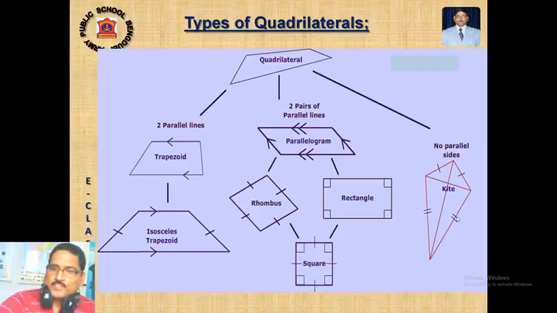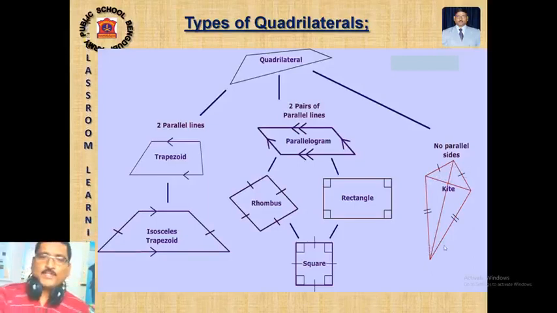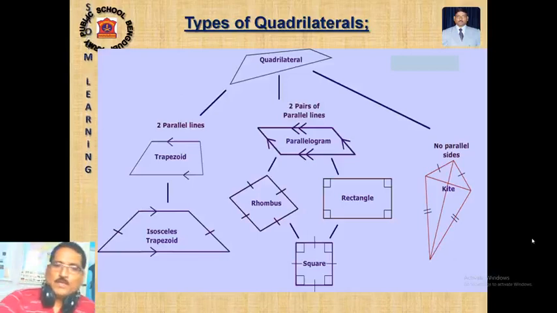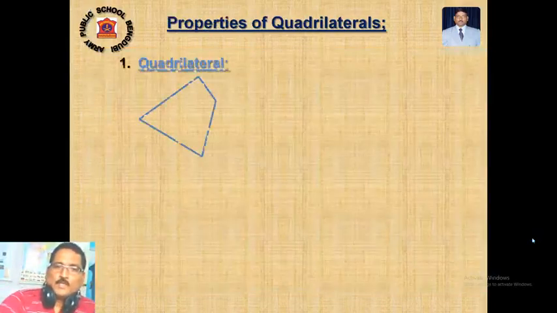Two pairs of adjacent sides are equal, this and this. Diagonals are unequal, intersect perpendicularly, and only one diagonal is bisected. And one pair of opposite angles is equal. This angle and this angle will be equal, but these two angles are not equal. Clear? These are the properties of a kite. Now I'll be explaining them one by one.